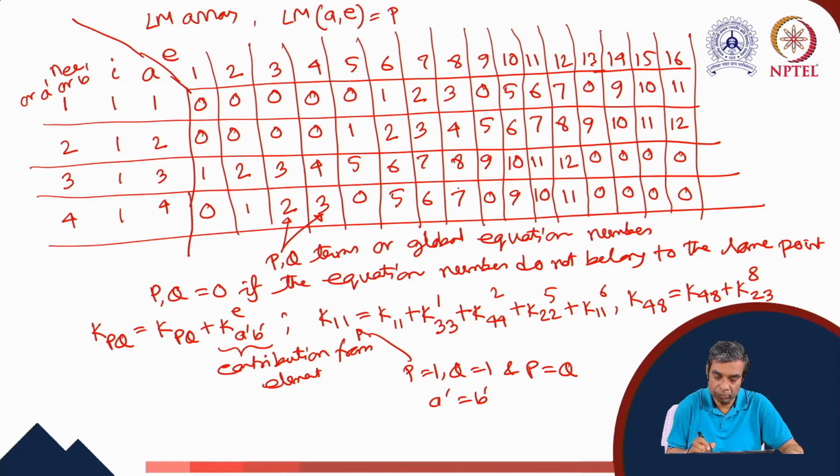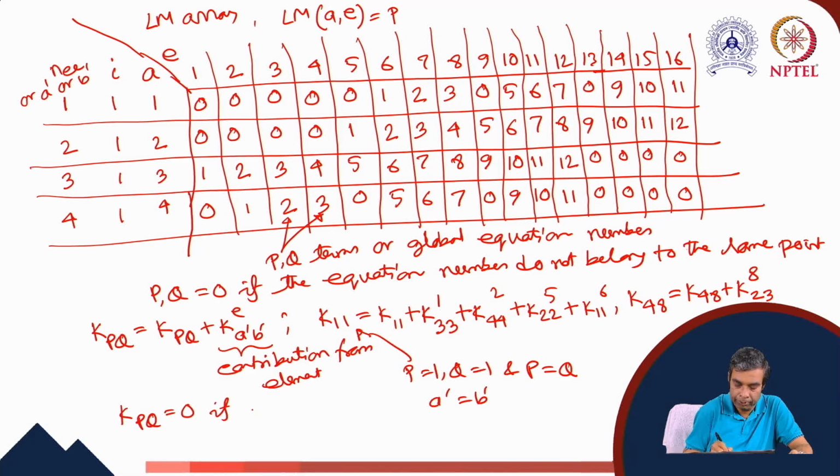Now we again search for 4 and 8 together in the remaining elements. It is not at element 9, not at elements 10, 11, 12, 13, 14. So it is not present. This is the construction of K48. Similarly, we can construct the other terms of the matrix. And I have told you K_PQ equals 0 if P and Q belong to different elements.